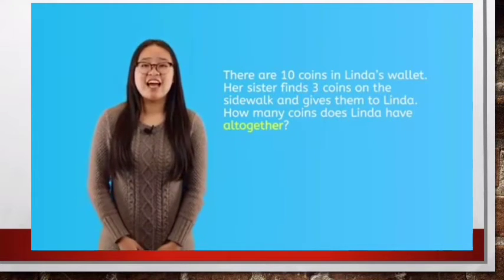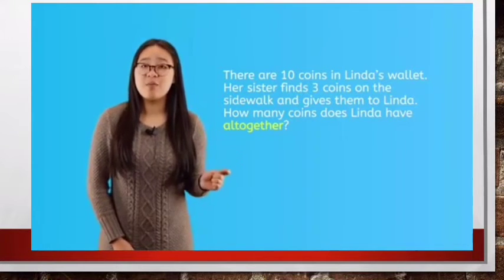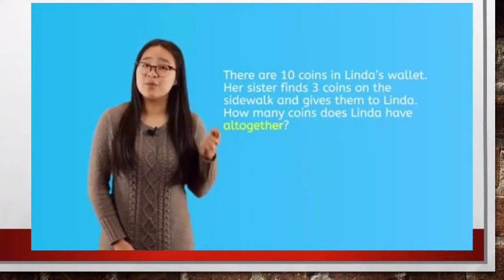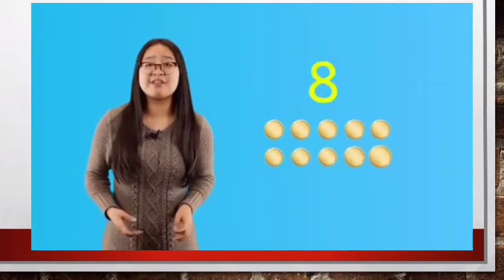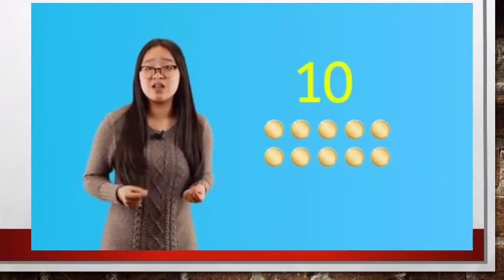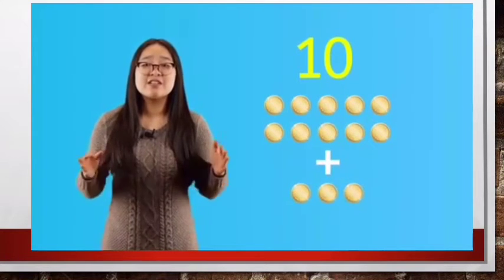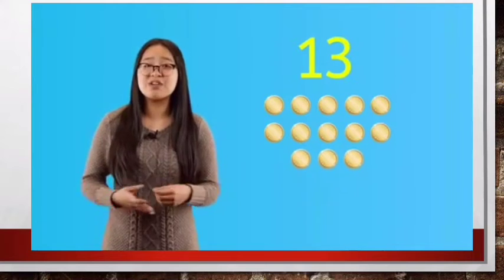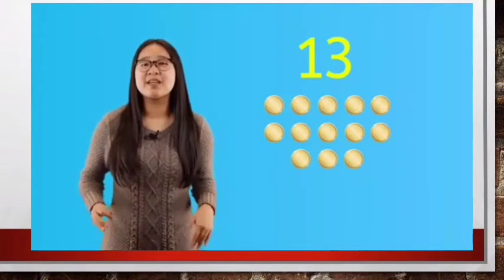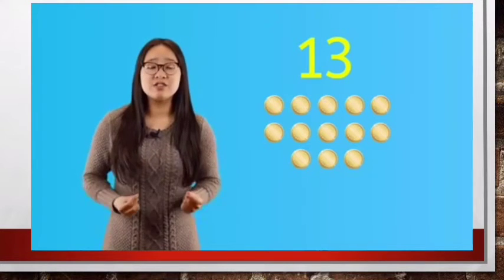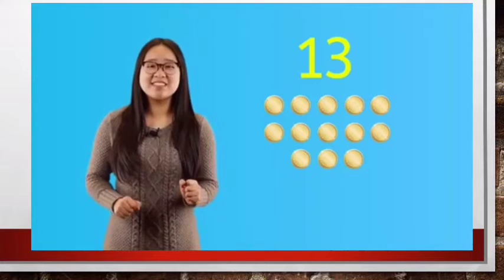We could easily add the two numbers together, but we can also solve the problem by acting it out or modeling using real objects. I can use 10 coins to show how many coins are in Linda's wallet. Linda's sister gave her 3 coins that she found. So if we add them together, we have a total of 13 coins. We just solved this problem by acting it out. In other words, we modeled the solution using actual coins, just like acting out the real problem.